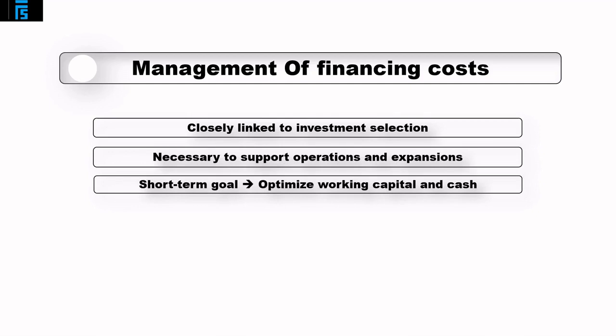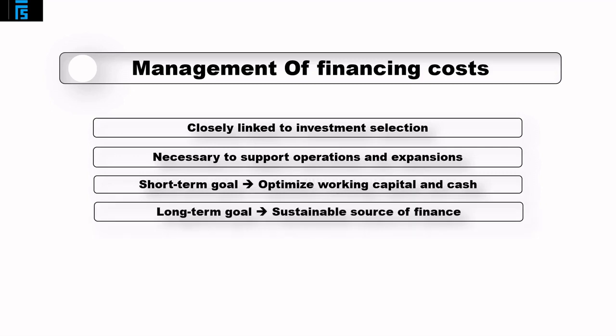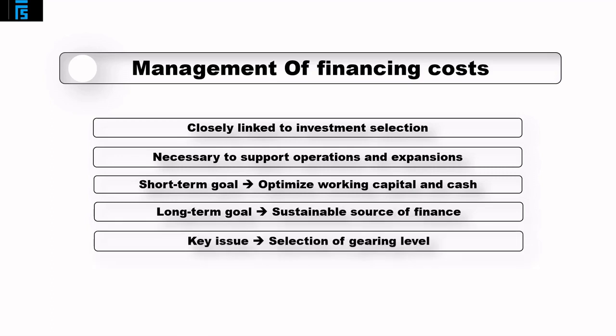Managing a company's sources of finance is carried out in the short run with the goal of optimizing the firm's working capital and cash management policies, and in the long run with the goal to equip the company with sufficient and sustainable sources of debt and equity financing. One of the key issues which occupies financial managers in this respect is the optimal level of gearing, that is, to what extent the company should be financed with debt instruments, such as issued bonds and bank loans.